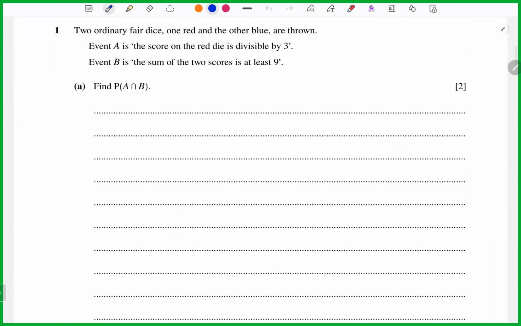Two ordinary fair dice, one red and the other blue, are thrown. Event A is the score on the red die is divisible by 3. Event B is the sum of the two scores is at least 9. Okay, so now we try to think things out.